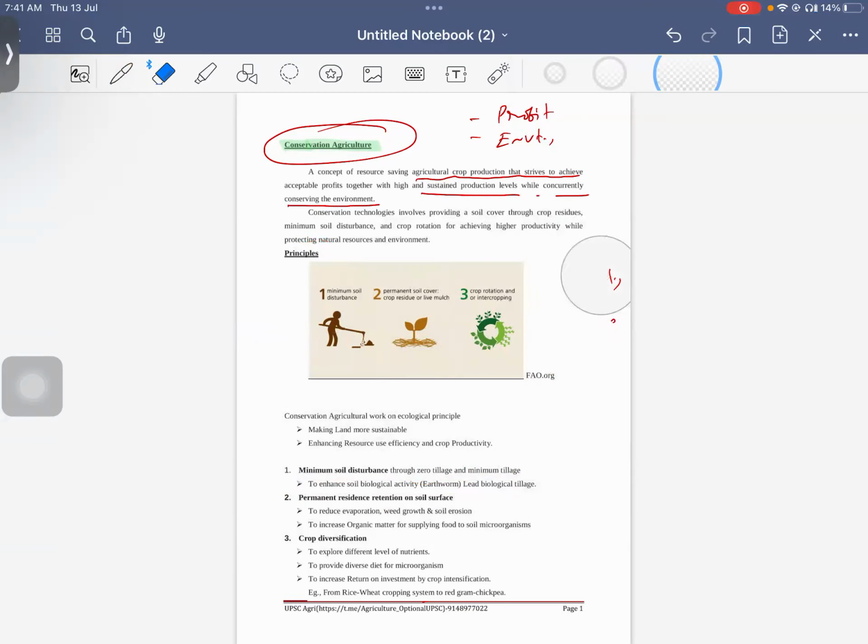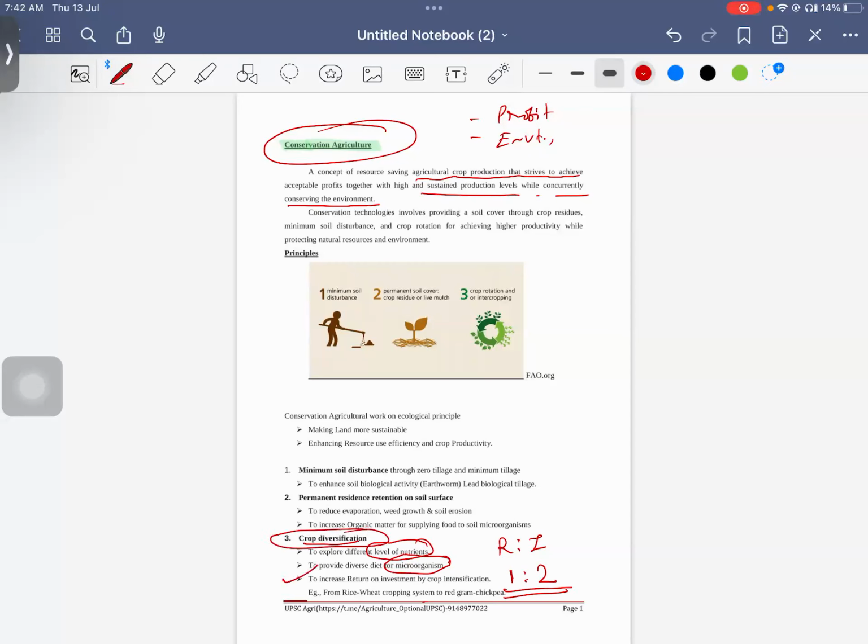What about crop diversification? I told you about three things. The third is crop diversification. It will lead to an increased amount of nutrients. It also promotes microorganisms, and the return on investment is high. Return on investment means if you invest 1 rupee, you will get 2 rupees. Even in your preparation, try to do this whenever you prepare. Give some time and see what yield you are getting. In the same way, crop diversification gives a lot of advantage in return on investment, like moving from a rice-wheat cropping system to red gram or chickpea.